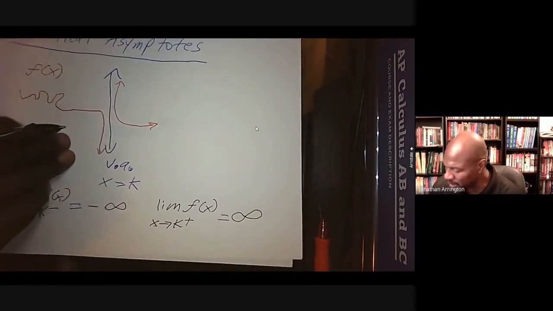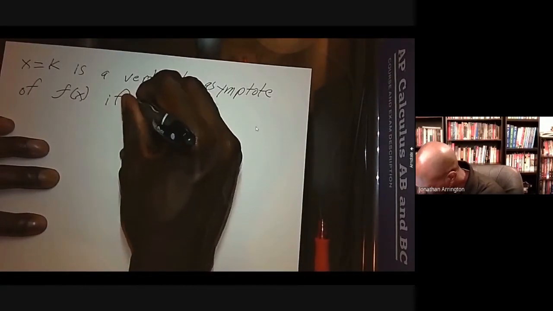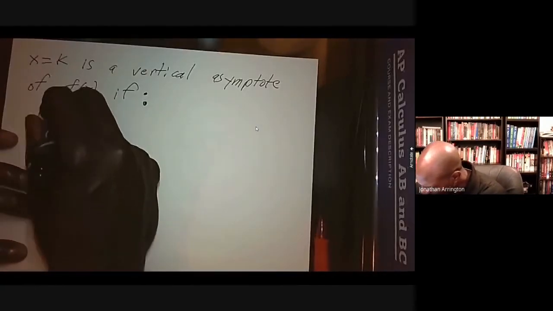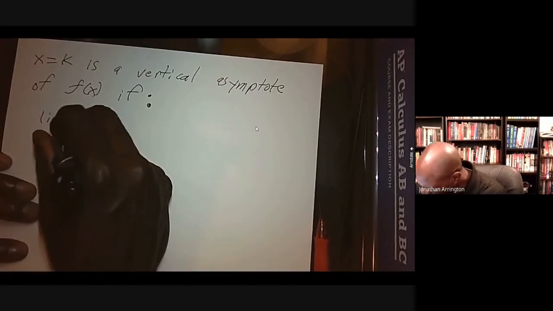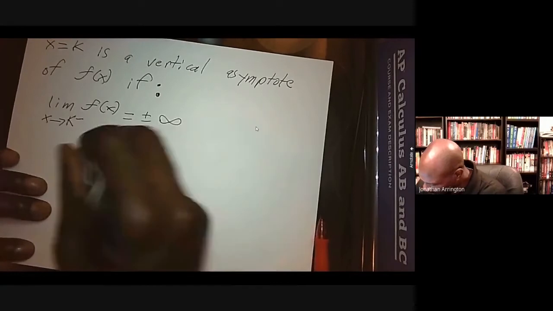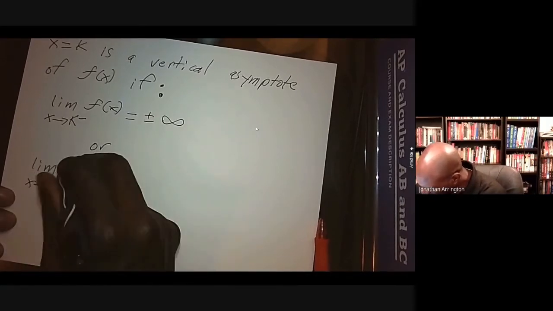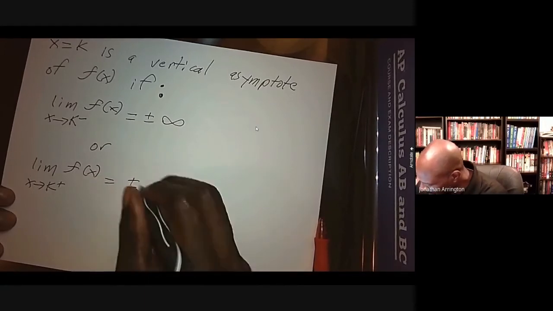So therefore, the limit definition of a vertical asymptote: x equals k is a vertical asymptote of f of x if the limit as x goes to k minus of f of x is plus or minus infinity, or the limit as x goes to k plus of f of x is plus or minus infinity.